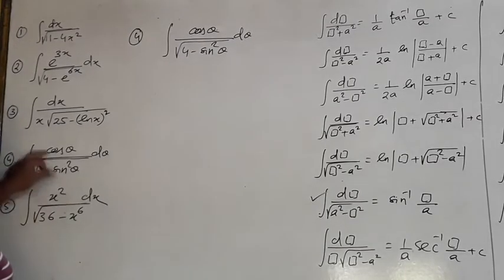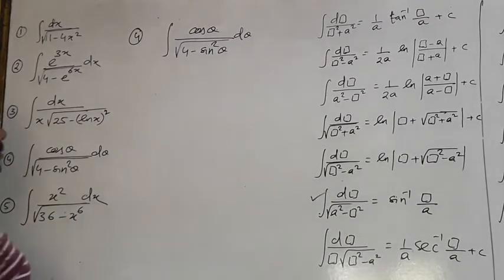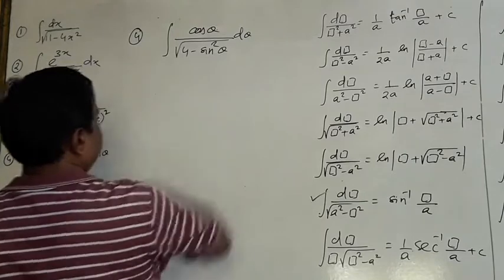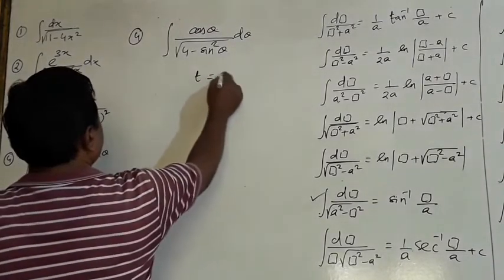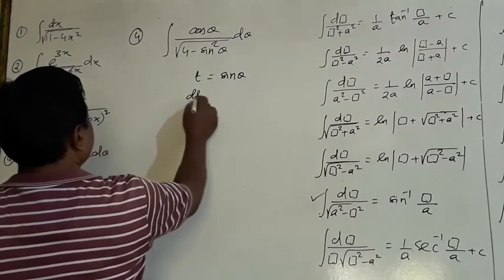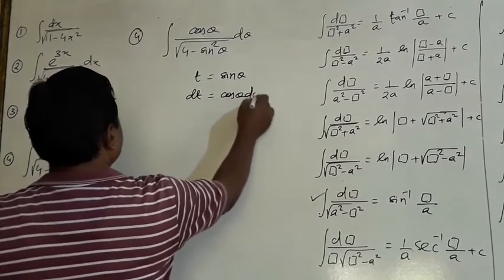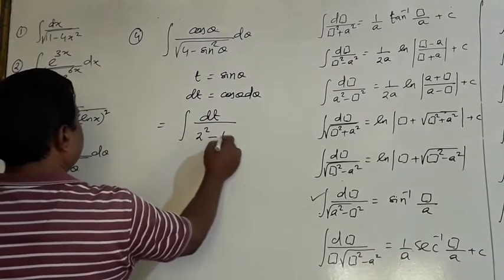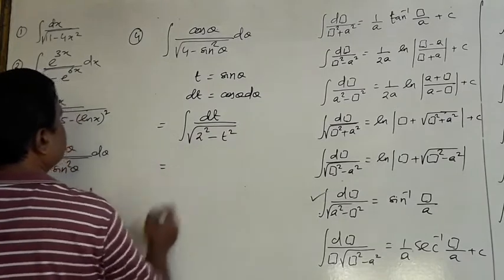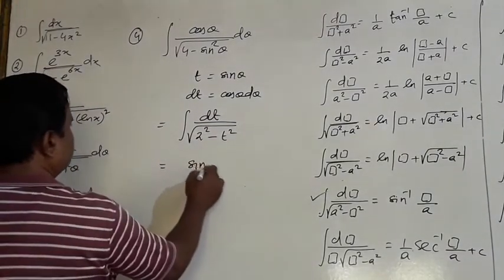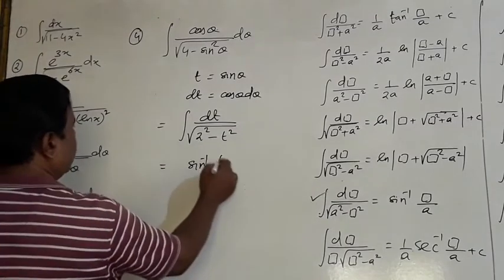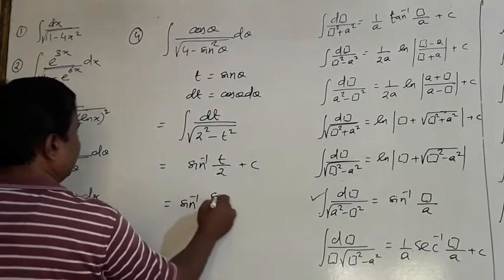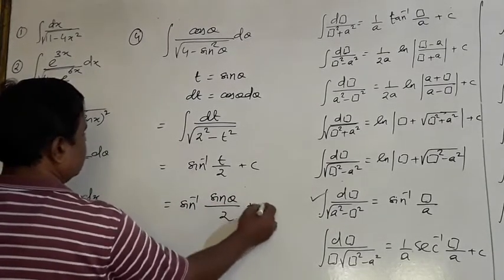Now look at this problem. It is sine square theta, cos theta d theta. Simply it is putting in this formula. Here the variable is what? A square minus x square. Means you have to put t is equal to sine theta. So dt is equal to cos theta d theta. And it becomes dt by root over 4 square, means 2 square minus t square. It is sine inverse t by 2 plus c. That is sine inverse, t means sine theta, by 2 plus c.